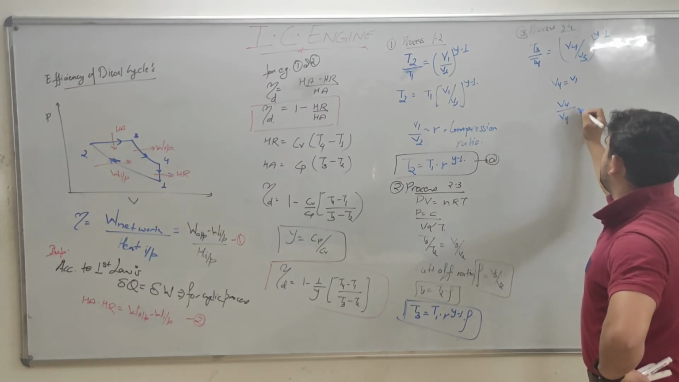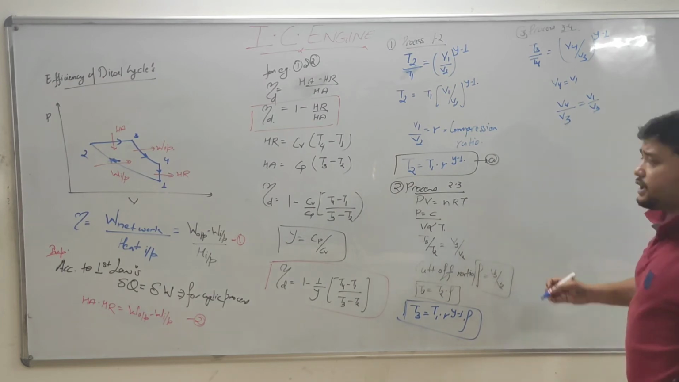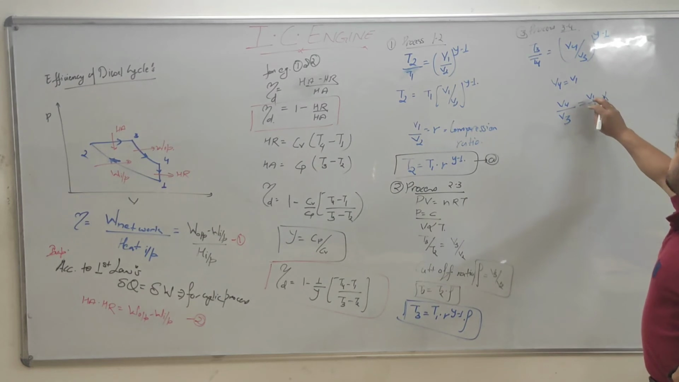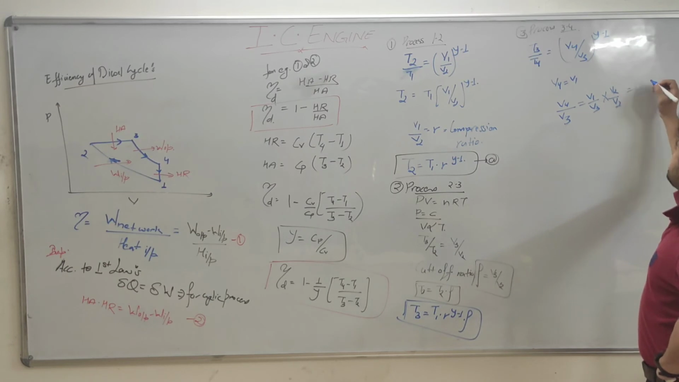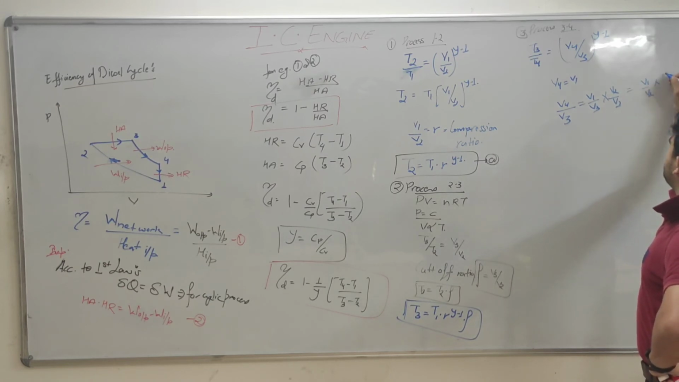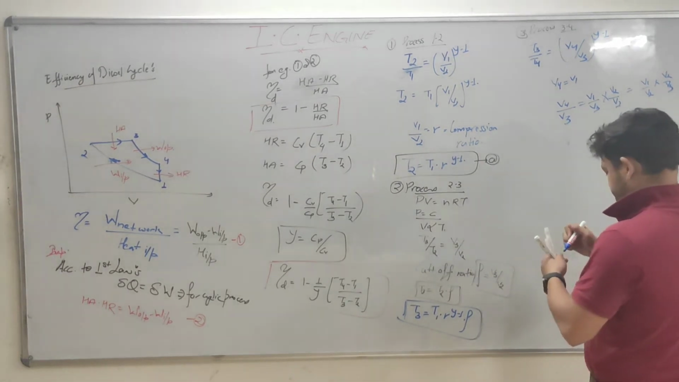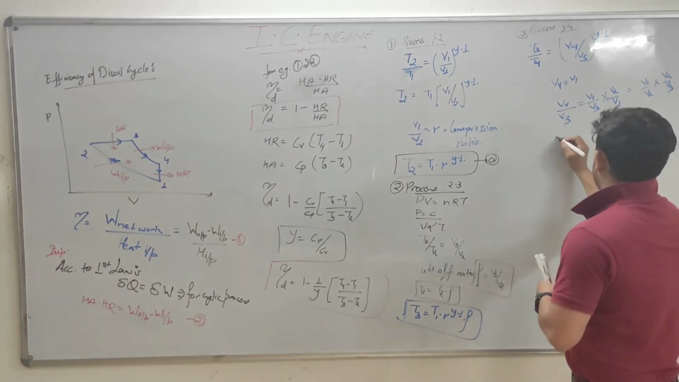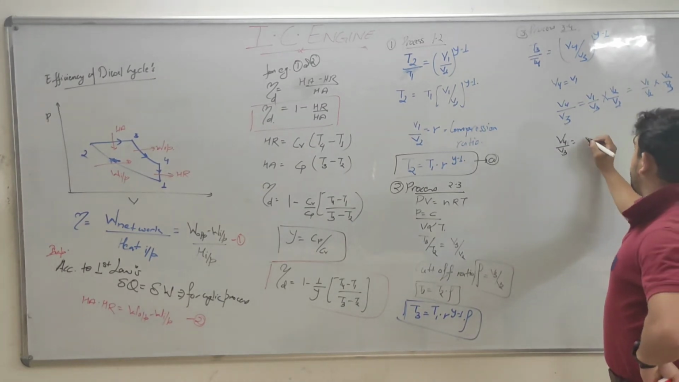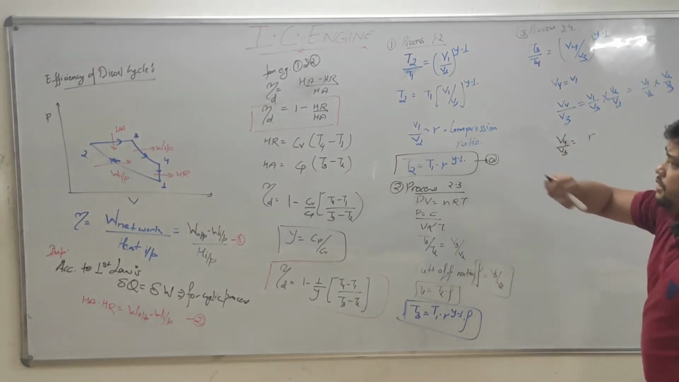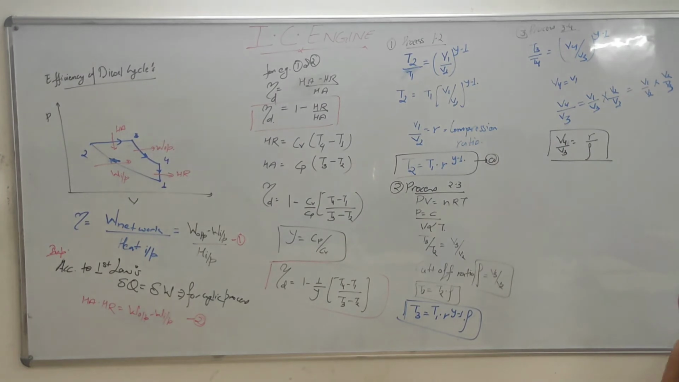So we can write V4 upon V3 is equal to V1 upon V3. If this one V1 upon V3 is multiplied and divided by V2, then we can write this expression as V1 upon V2 into V2 upon V3. Then V4 upon V3 is equal to V1 upon V2. What is V1 upon V2? V1 upon V2 is the compression ratio, and V3 upon V2 is the cutoff ratio. So you will get V4 upon V3 is equal to R upon psi.